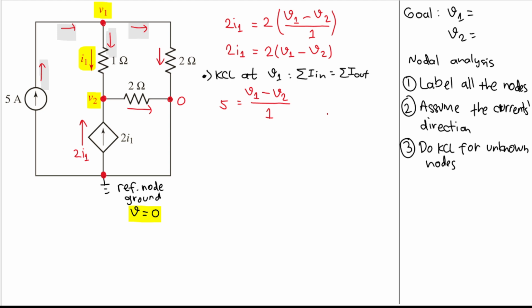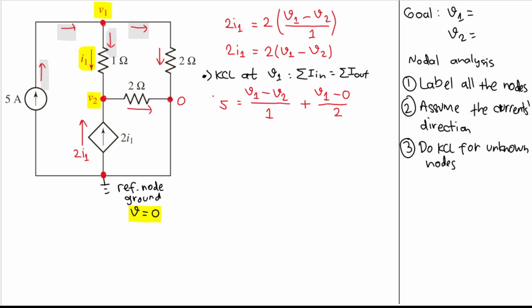Okay, what else? This current here, so I will have plus. The current comes from V1, so we will have V1. And the current goes to the reference node here, right? Because this is connected to the reference node, so I will have V1 minus 0. And we need to divide it by the resistance, which is 2 here.